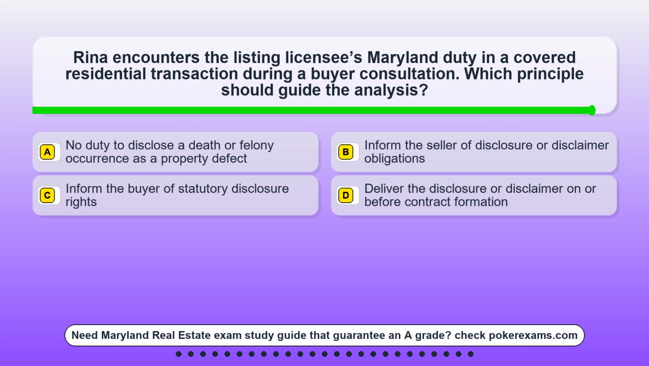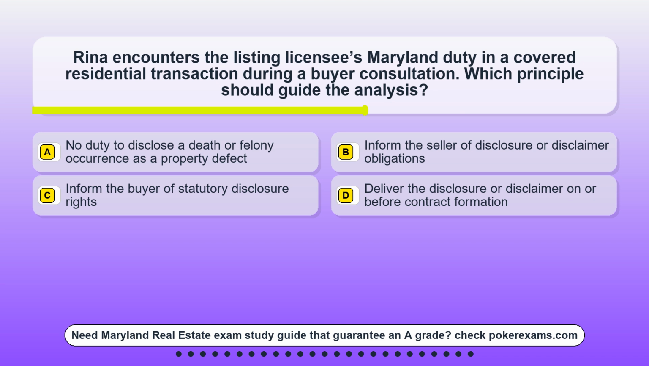Question 9. Rena encounters the listing licensee's Maryland duty in a covered residential transaction during a buyer consultation. Which principle should guide the analysis? Option A, no duty to disclose a death or felony occurrence as a property defect. Option B, inform the seller of disclosure or disclaimer obligations. Option C, inform the buyer of statutory disclosure rights. Option D, deliver the disclosure or disclaimer on or before contract formation.